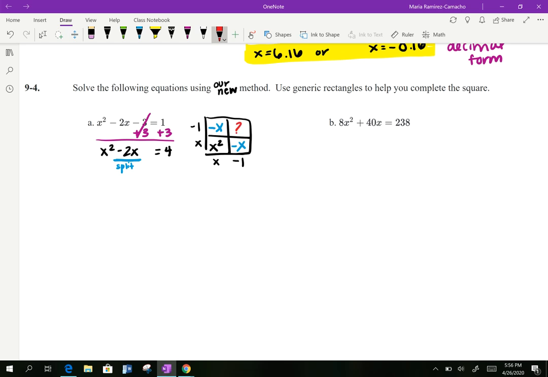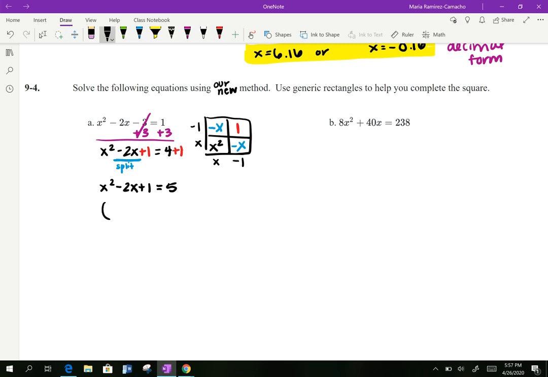What goes here? The answer is positive 1, since negative 1 times negative 1 is positive 1. So to complete the square, I need to add 1. So I add 1 here, and I add 1 on the right side of the equation too, because I've got to do it to the other side if I do it to the left side. Okay, let's simplify. X squared minus 2x plus 1 equals 5. I just combined the 4 and the 1 to get 5.